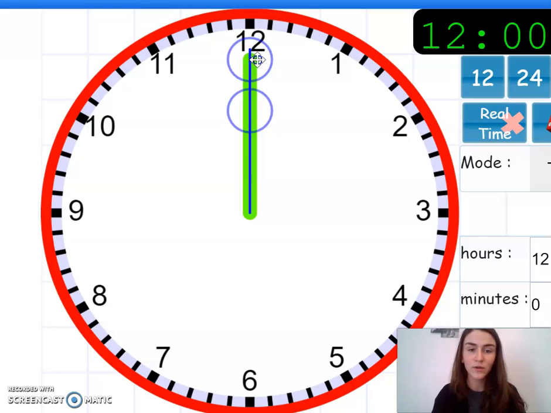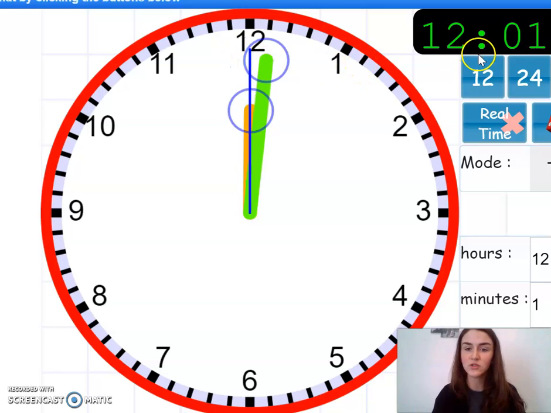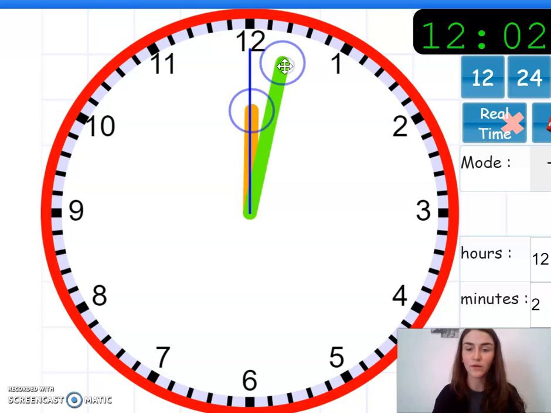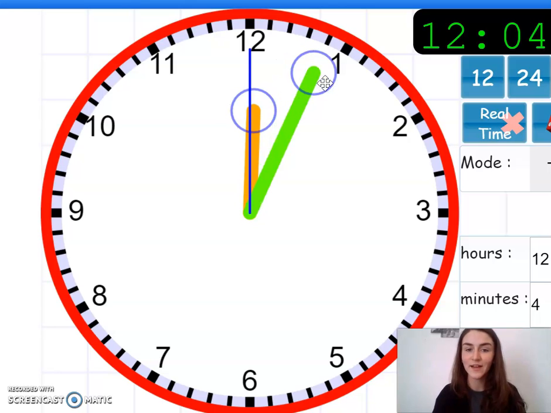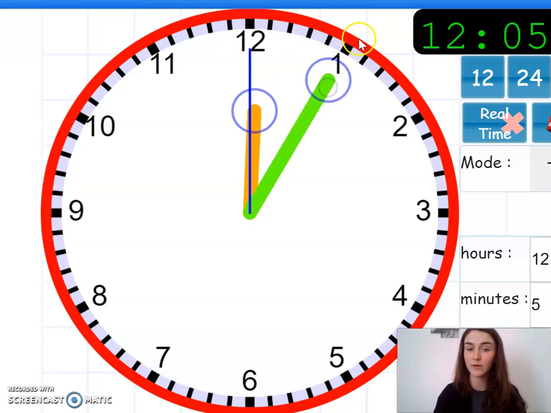So when the minute hand moves 1, look, it's 12:01. If it moves one more tick, that's 12:02. 12:03, 12:04, and then if it hits this tick with the number, the thicker tick, and it has the number 1, it's 12:05, right? And that's when we count by fives, when it hits the big numbers. But all these little ticks in between represent 1 minute, okay?